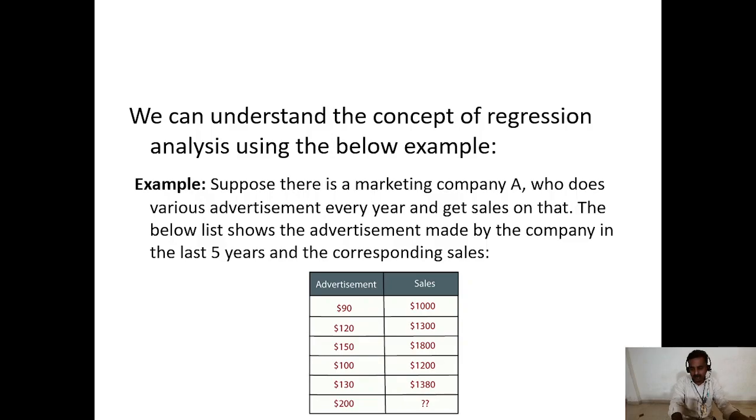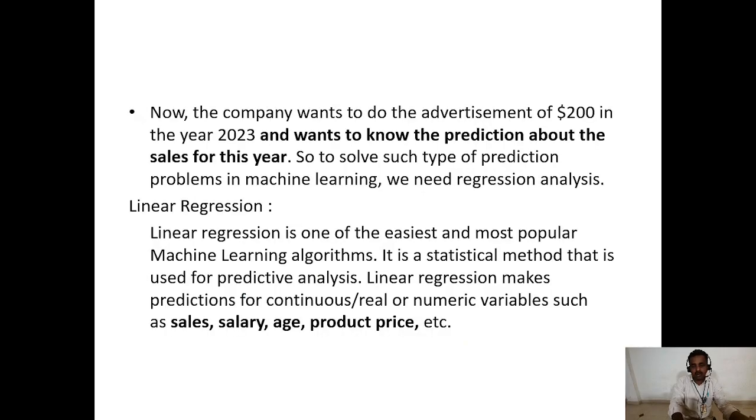What about $200? If we spend $200, how much sales can we get? Now the company wants to do an advertisement of $200 in the year 2023 and wants to know the prediction of sales for this year. To solve this type of prediction problem in machine learning, you need to use regression analysis. Regression analysis is one of the easiest and most popular machine learning algorithms. It is a statistical method that is used for predictive analysis.